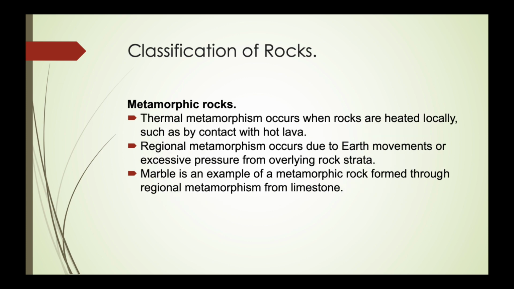Thermal metamorphism occurs when rocks are heated locally, such as by contact with hot lava. Regional metamorphism occurs due to earth movements or excessive pressure from overlying rock strata. Marble is an example of a metamorphic rock formed through regional metamorphism from limestone.